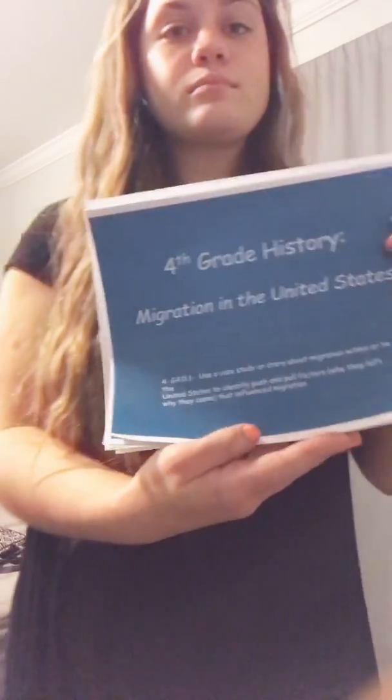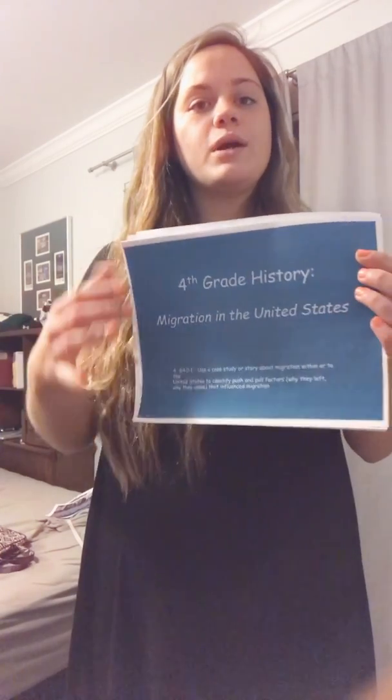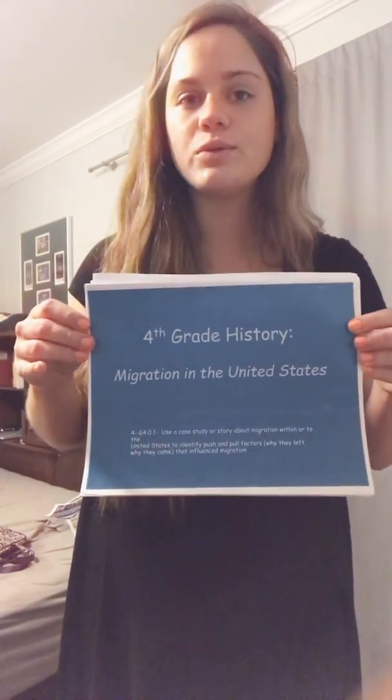For step one, on this example lesson plan, you can see there's a general government standard, and it basically outlines what kids are supposed to accomplish. So fourth grade history, for example, migration in the United States: kids should be able to use a case study or story about migration within or to the United States to identify push and pull factors. So why do people leave, and why do they come and go? To teach a fourth grader that type of mentality takes a special plan to get them to think that way for the very first time.